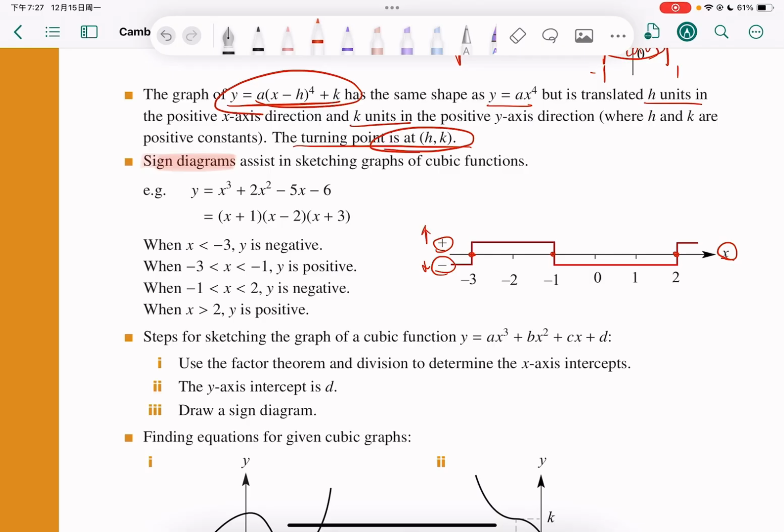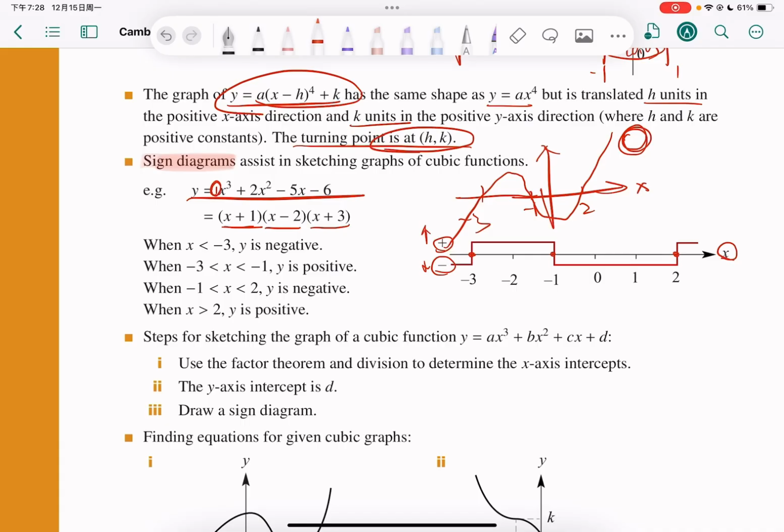For example, we have this function. The very important thing about a sign diagram is the constant in front of the leading term. If it's 1 or any positive number, then it should start from the right-hand side, up, somewhere here. And the second important thing is the intersection with the x-axis. So if it's x plus 1, then I have -1 here, and 2, and -3. So my graph will look like this.